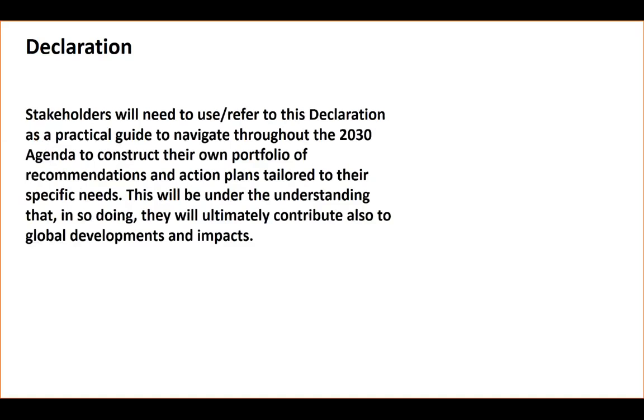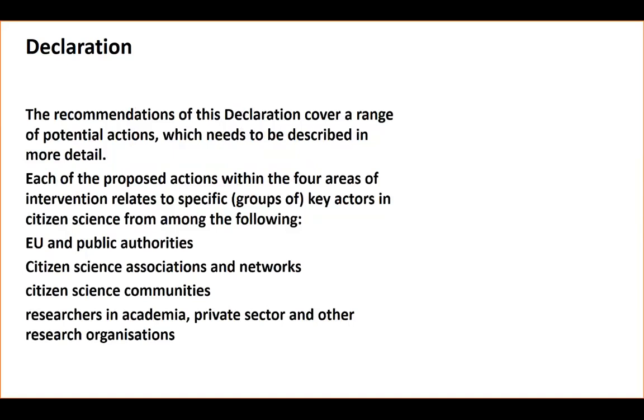Within the declaration, the idea is that stakeholders will use it as a practical guide to navigate through the 2030 Agenda, to construct their own portfolio of recommendations and action plans tailored to their specific needs. That means that this declaration is just the beginning of the process for a more systematic contribution of citizen science to the SDGs. This is with the understanding that in doing so, they will ultimately also contribute to global development and impacts. The declaration will also try to bind together global, national, and local levels of action. And the recommendations cover a range of potential actions which need to be described in more detail. That means this is the start of the process.